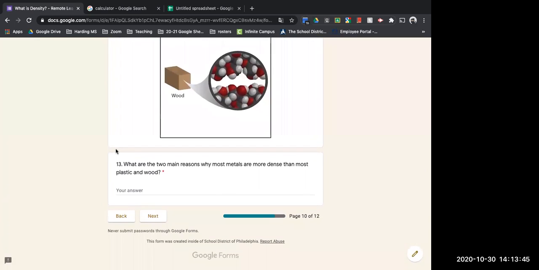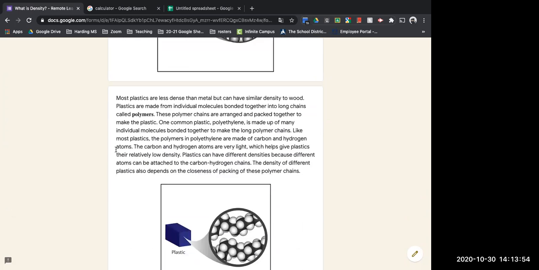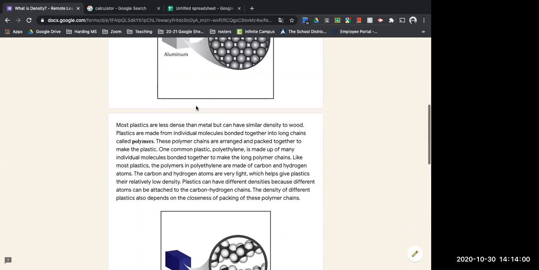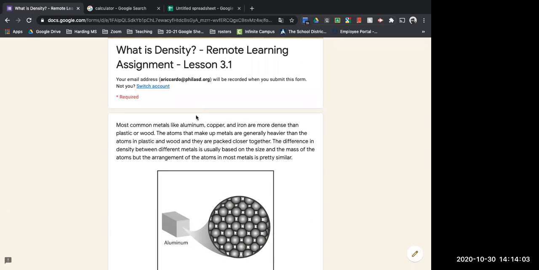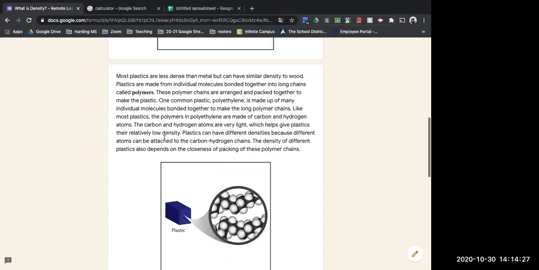Yep. All right. What are 2 main reasons why most metals are more dense than plastic and wood? Well, there's a space in between them. There's obvious space in between, and what's the other one? More dense because they're heavier molecules. So the arrangement between the different metals is usually based on the size and the mass of the atoms, but the arrangement of the atoms in most metals is pretty similar.